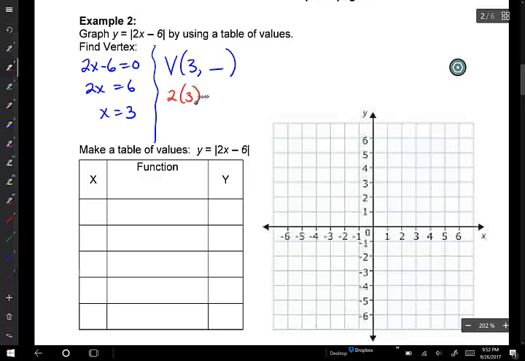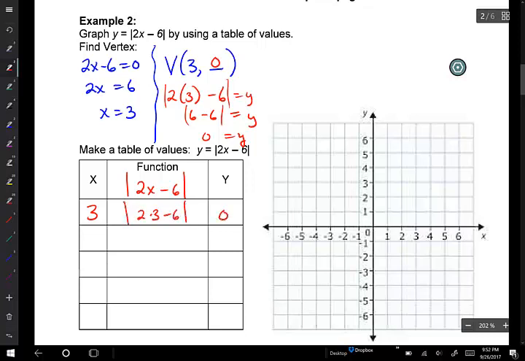2 times 3 minus 6, that's 6 minus 6, and that's what equals our y value. So the absolute value of that is the absolute value of 0, which is 0. So we have the point 3 comma 0, because it's the function, the absolute value of 2x minus 6. So 2 times 3 minus 6, which is 0. So I'm going to put a large red dot once again on there.